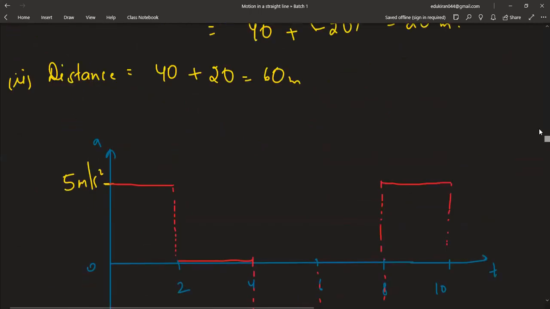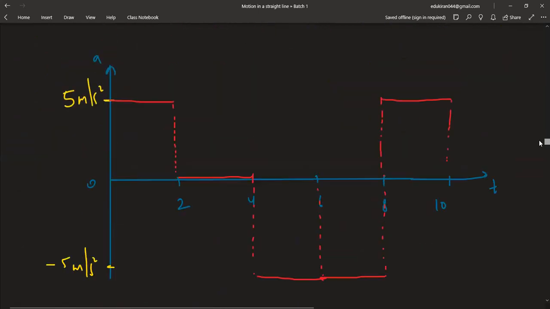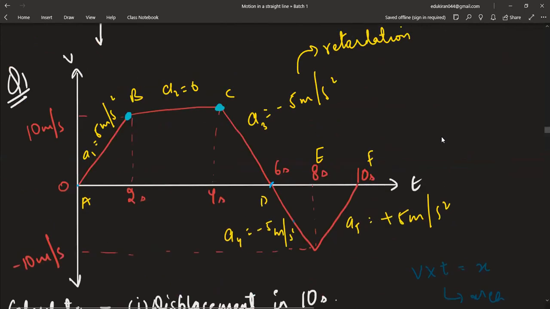Both these graphs are the same. It's just that this is the acceleration versus time graph for this velocity versus time graph. Write it down quickly, class. Any doubts if you have, let me know. This was the last question from the graphs part.